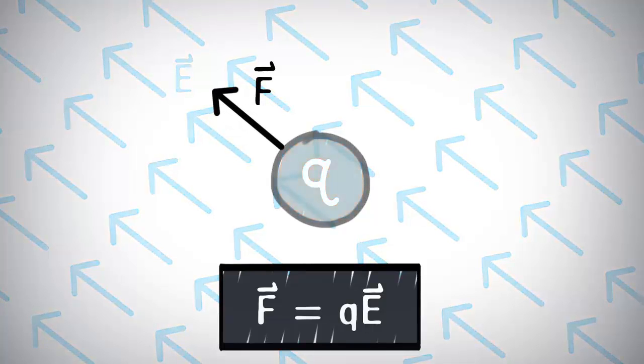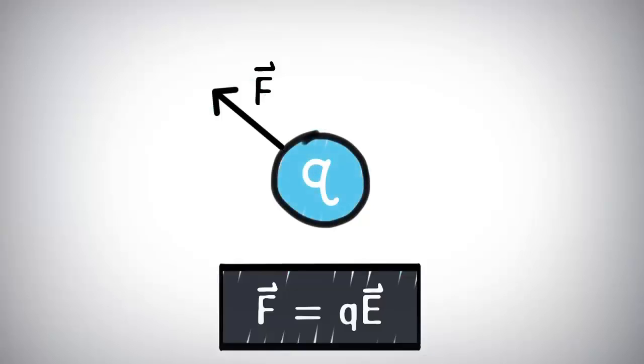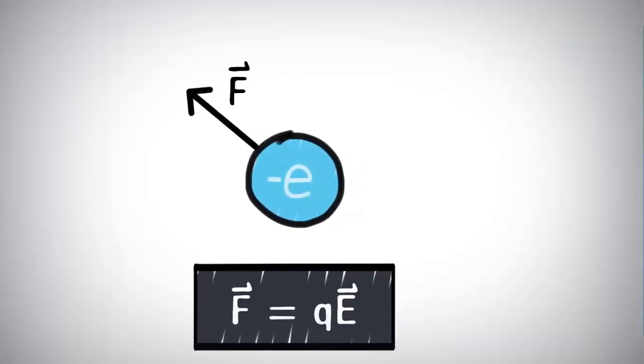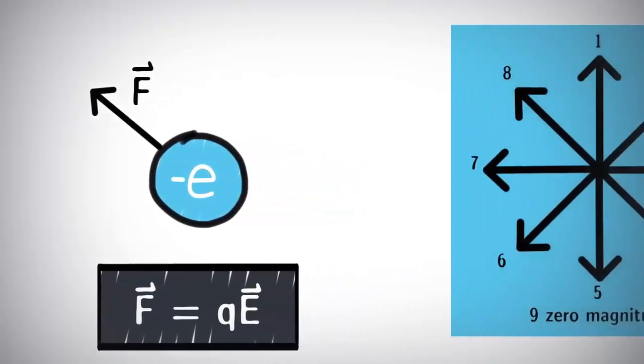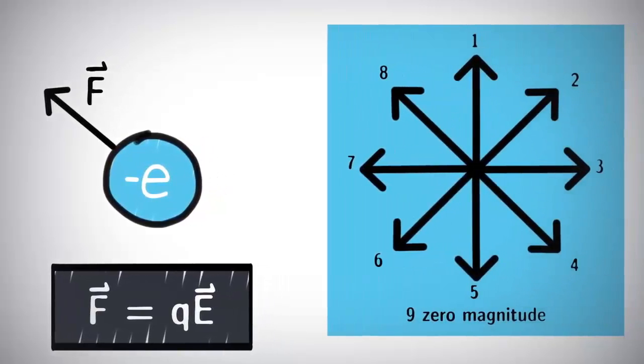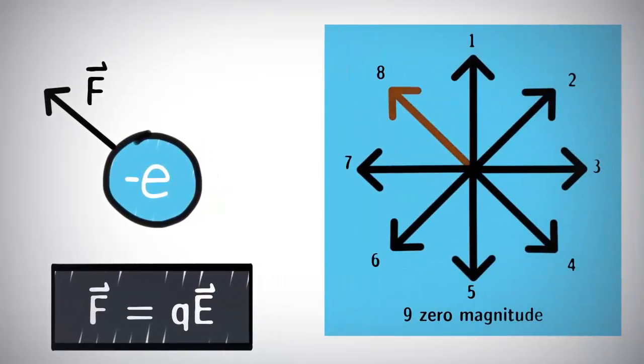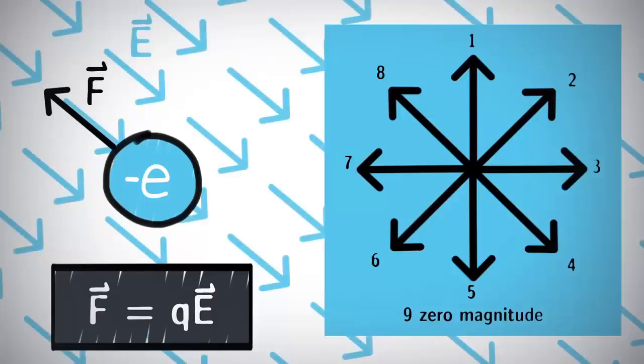However, if the charge is negative, then the electric force points in the direction opposite to that of the electric field. Since in this example, the charged object is an electron, which has a negative charge, and since we see the electric force points in the direction of arrow number 8, then we know that the electric field must point in the opposite direction. That is, the electric field must point in the direction of arrow number 4.